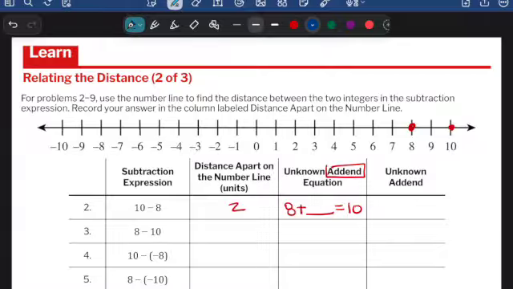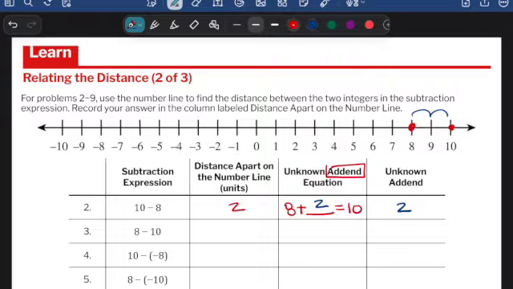Well, I think you can do that. It's how many units away? It's 2 units away. So the unknown addend that I need to add to 8 to get to 10 is 2. All right, let's look at the next one.